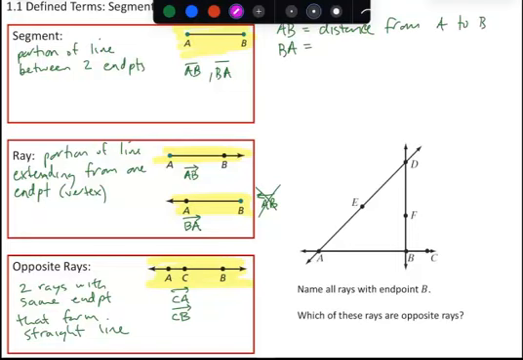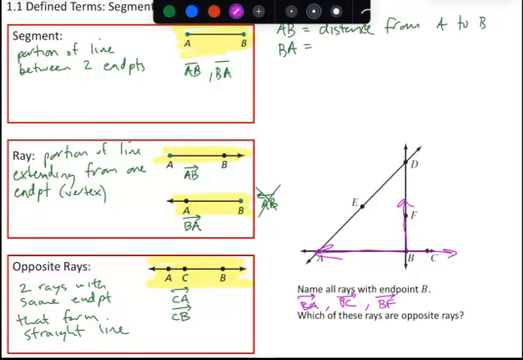So when you're naming all the rays with endpoint B, here we see that one is BA. What would be another? BC would be another one. Notice the B's start first, and we put our arrow symbol to the right. Okay, another. We'll start with B as the endpoint, so B through F, so this one.